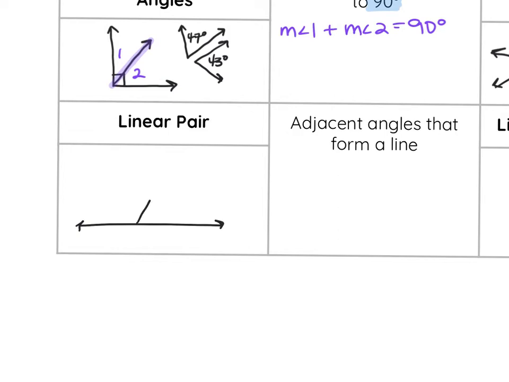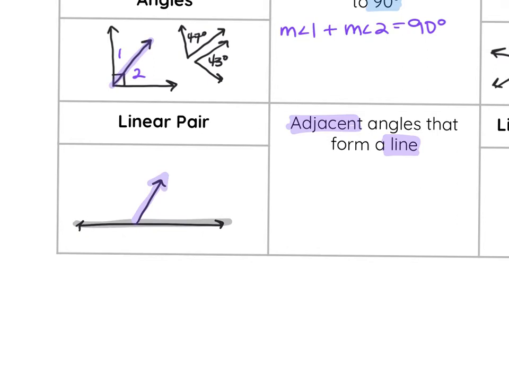So again, we have two angles that make a line, right? That's the important thing. Two important pieces here. They're adjacent and they form a line. So they have to have a shared side, right? That's what adjacent means. And then they form a line.